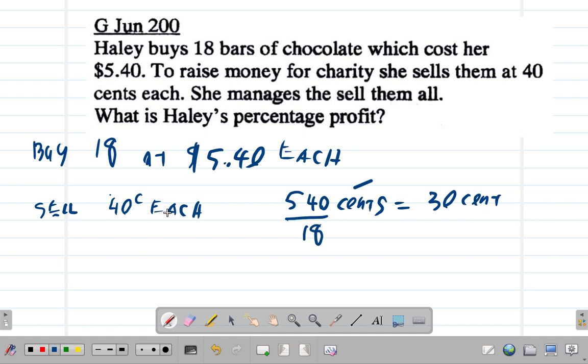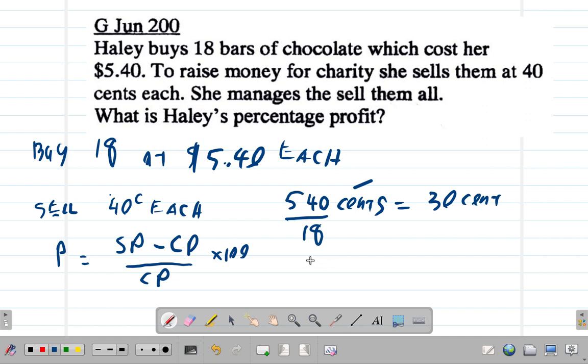The selling price is 40 cents each. So, percentage profit. Now, the percentage profit is going to be, in this case, the selling price minus cost price divided by the cost price. Now, you want percentage, so you multiply by 100. That's going to be your profit. Now, we're going to look more closely at this formula. You don't necessarily have to try to swap the formula. Let's work through this first, and we discuss the formula.